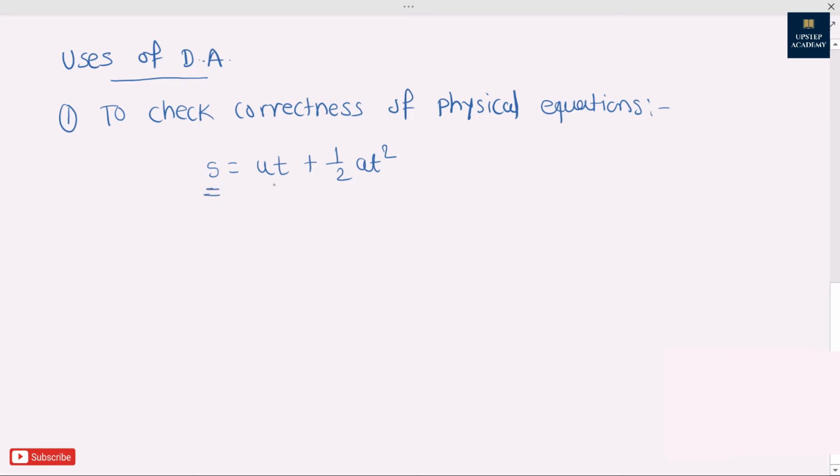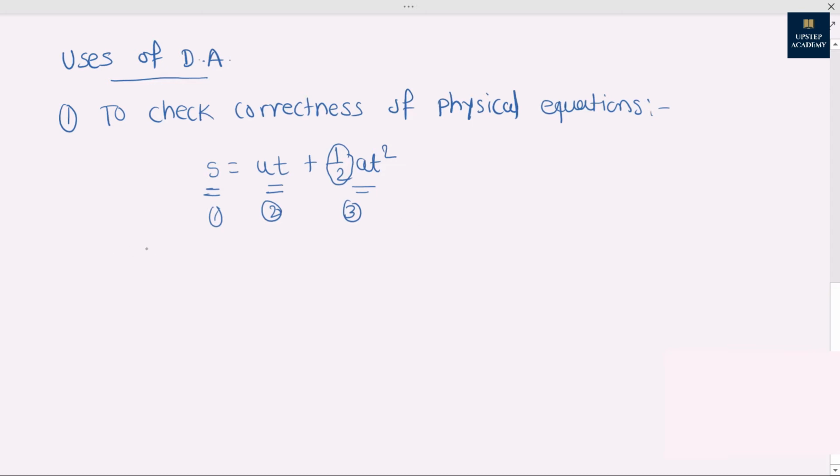Here you can see there are 3 terms. And here you can see half, which is a constant. We don't have to consider this constant while doing dimensional analysis. Now we will say this physical equation is correct when dimensions of all the terms, it means this term, this second term and this third term, all come out the same, then we will say this physical equation is mathematically correct.